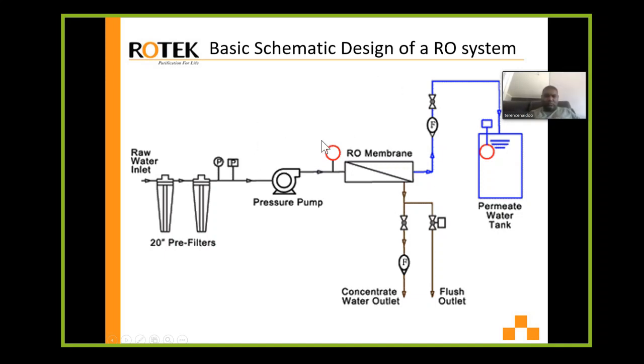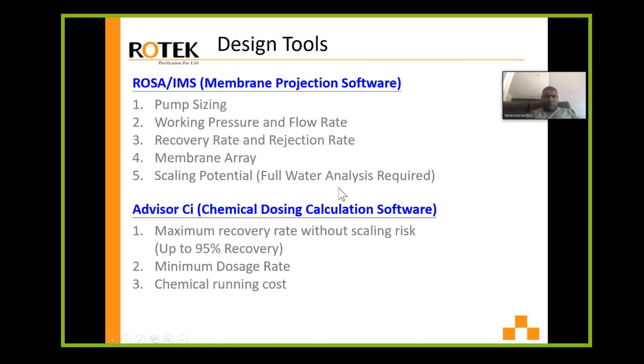Okay, we all know this, so I can skip this. This is the basic design of our system. So the design tool that we will be using in the future, in order to design the system very professionally, we should provide a membrane projection using ROSA, and a system projection based on using ROSA and IMS. So ROSA basically helps us find out what should be the correct pump size for the system, and what should be the working pressure and flow rates. What should be the recovery rate, rejection rate, what should be the membrane array, and also the scaling potential.